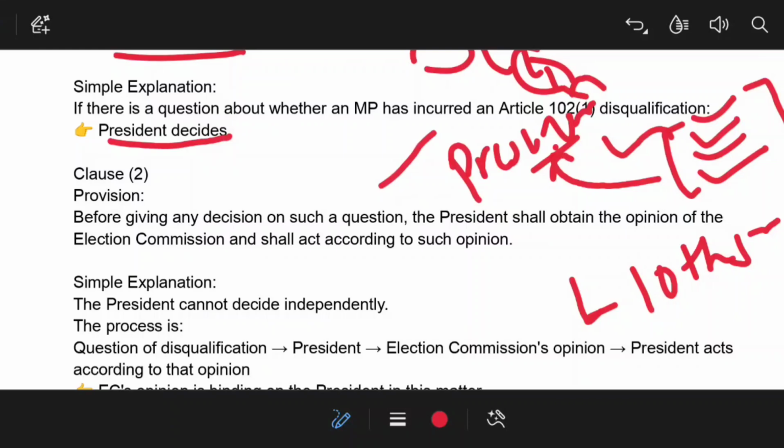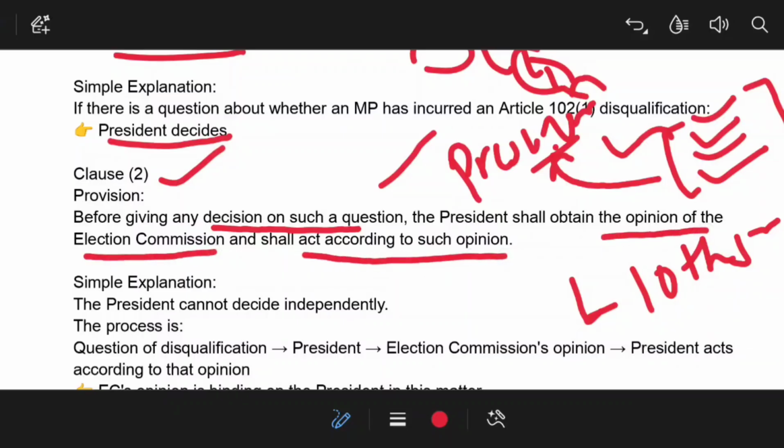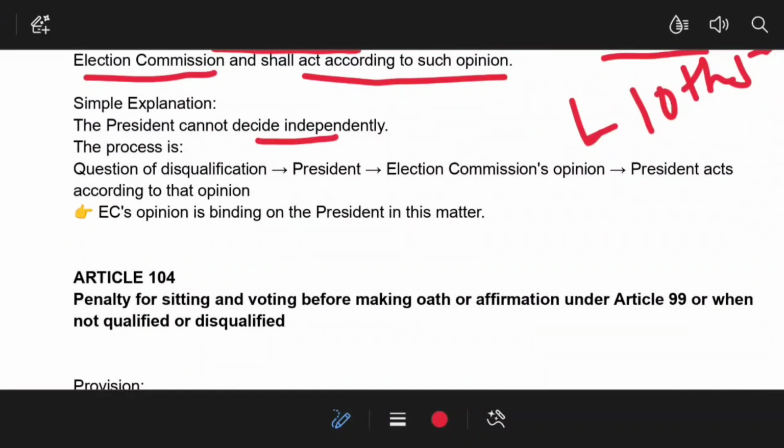But before giving any decision on such grounds, under clause 2 of Article 103, the President shall obtain the opinion of the Election Commission and shall act according to such opinion. It is mentioned in the Constitution under Article 103 that the President has to seek the opinion of the Election Commission before declaring that this member is disqualified under Article 102 clause 1. Clear? So the President can't decide independently. He or she has to seek the opinion of the Election Commission.